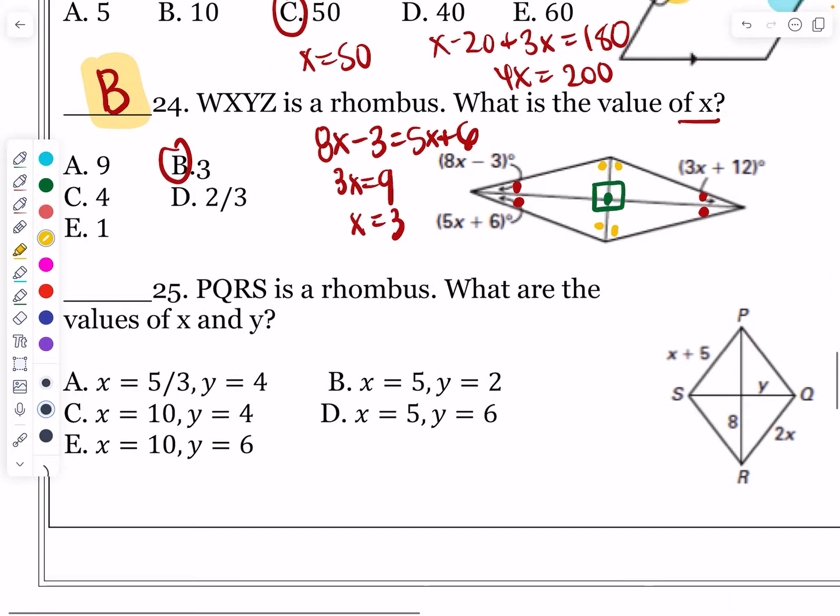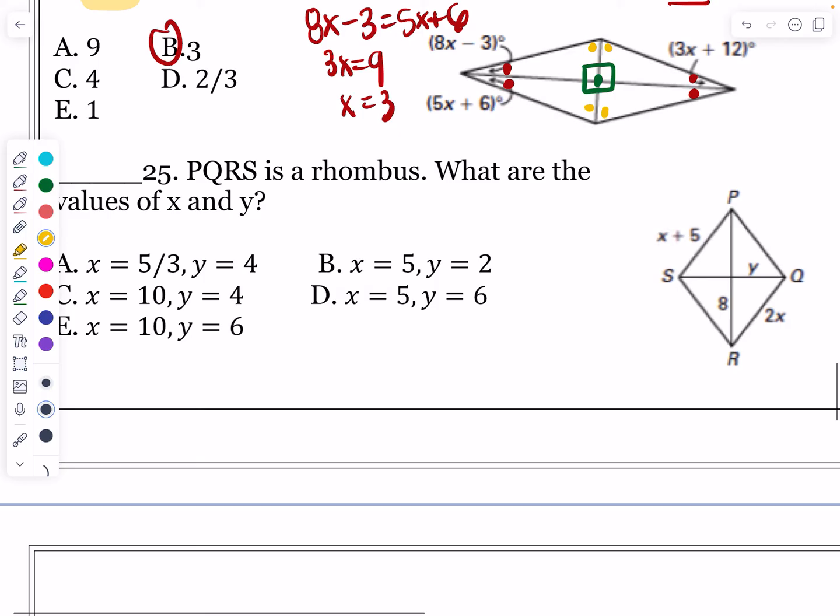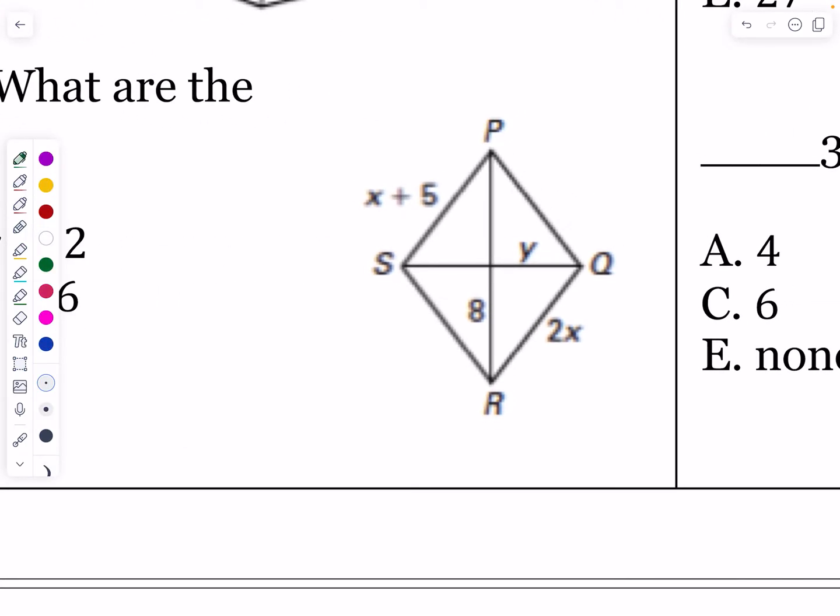All right, number 25 says it's a rhombus again. What are the values of X and Y? Now, in this one, it's not pointing to angles. It's pointing to side lengths. So when I see the word rhombus, immediately I go ahead and add these 4 right angles. I go ahead and say, hey, a rhombus has 4 congruent sides.